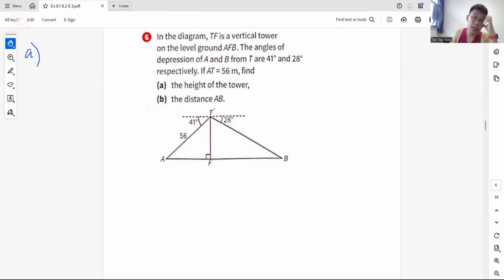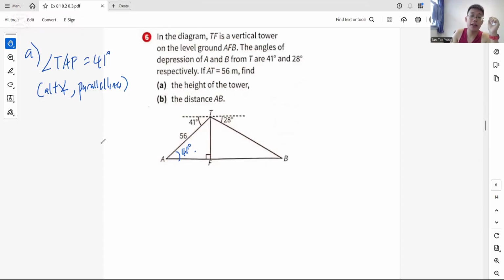So I want you to focus on the triangle TAF here. Since the angle of depression of A from T is 41 degrees, I can say that angle TAF is equal to 41 degrees. This is because of alternate angles, parallel lines. The horizontal eye level is parallel to AF, so that's why this is 41 degrees.